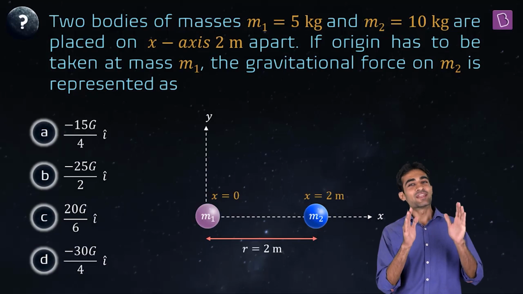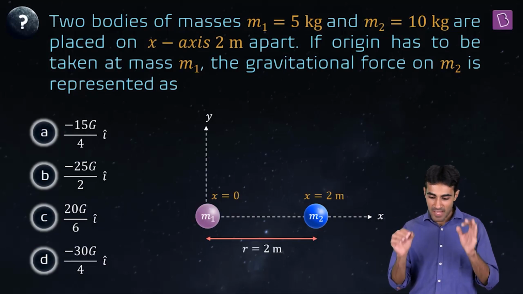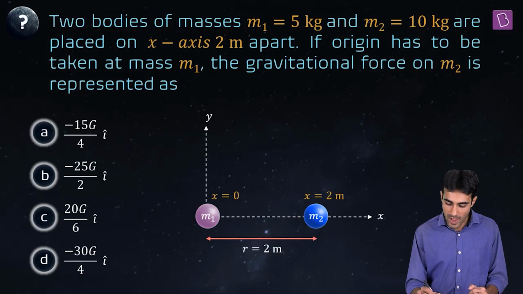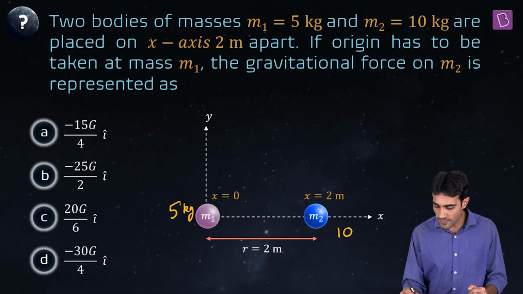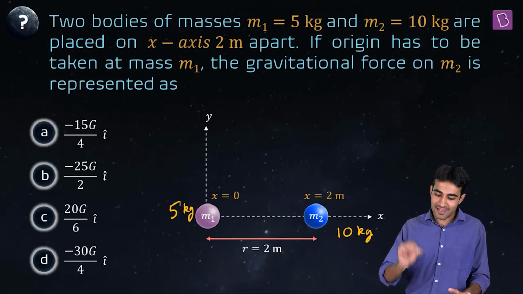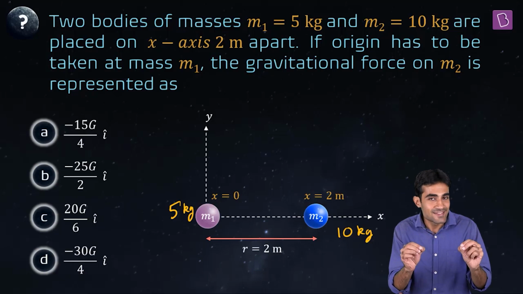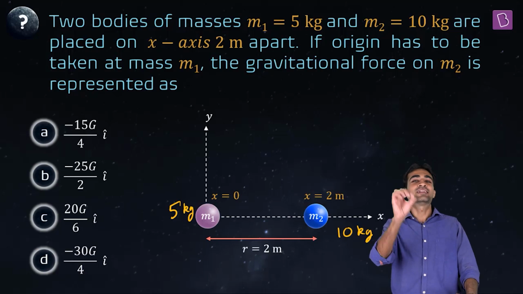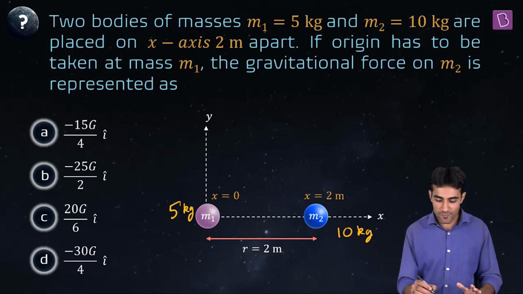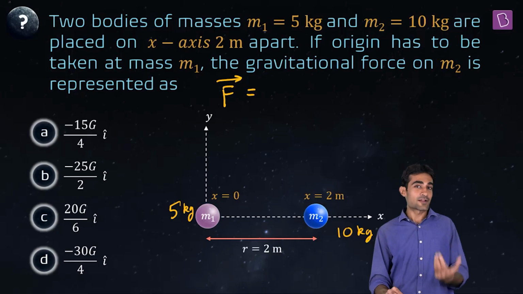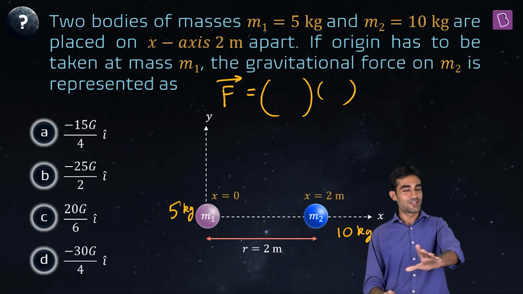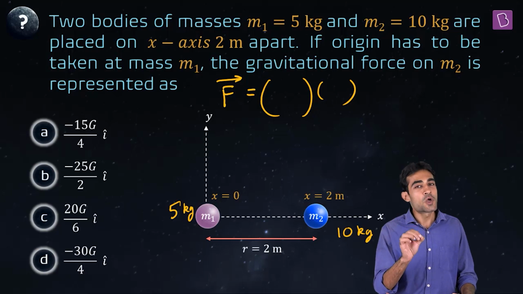Two bodies of masses m1 equal to 5 kg and m2 equal to 10 kg are placed on the x-axis 2 meters apart. So we can see the two objects. One is of 5 kg and another object is of 10 kg mass. If origin has to be taken on mass m1, then the gravitational force on mass m2 is... So, what do we have to find? We have to find the gravitational force on mass m2, F vector. Now, you know force is a vector quantity and any vector quantity must have some magnitude as well as direction.